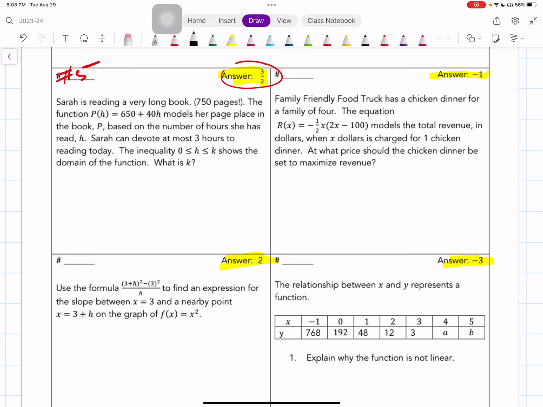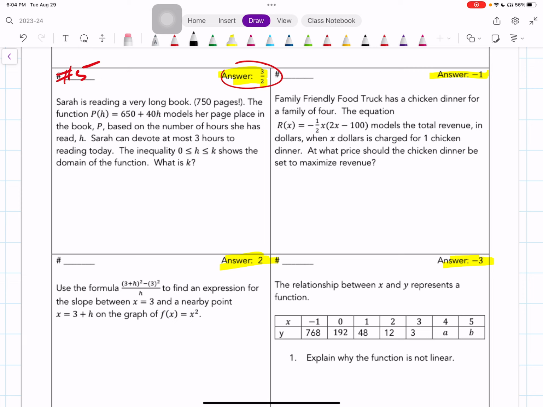So Sarah's reading a very long book, 750 pages. It sounds like you're in an IB or AP class, like this one. The function P of H equals 650 plus 40H models her place in the book, P for place in the book, based upon the number of hours she has read, H. So H for hours and P for place.